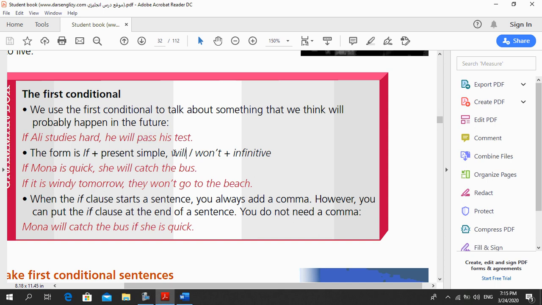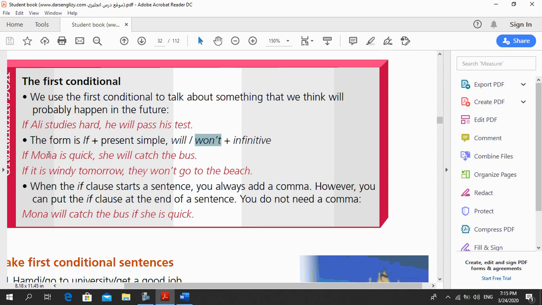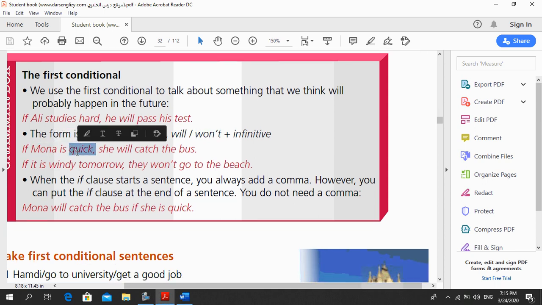Will is in the affirmative sentence. If you want to put it in the negative form, you will use won't, which is will not. You can also use can, for example. You can use may, not only will. If Mona is quick, she will catch the bus.